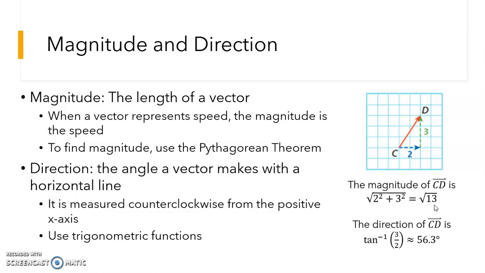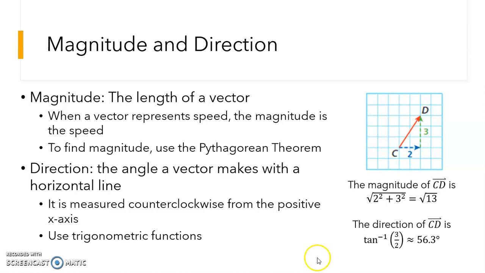For direction, I need to find the angle the vector makes with the horizontal line, and it's always the positive x-axis. So we would pretend that point C was right where the x and y-axis cross at the origin. And then we need to measure the angle up from the x-axis. Okay? Now, if my vector happens to be down here, I would have to measure all the way around. So when I find that angle, I would have to do some subtraction with 360. So I have to think carefully about which quadrant my vector happens to be in.